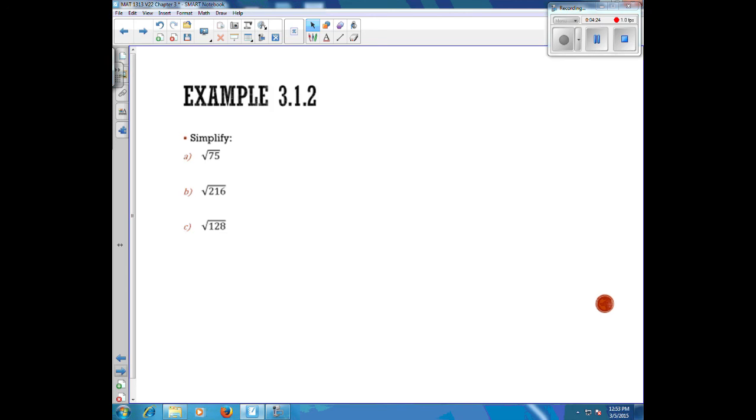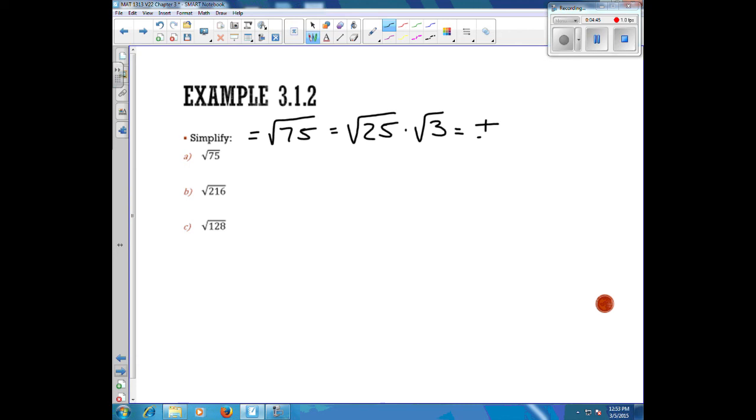So let's try some examples. The square root of 75. Well, the largest perfect square that will divide into 75 is 25. And so we can rewrite this as the square root of 25 times the square root of 3. And we know the square root of 25 is plus or minus 5. And then we just leave the square root of 3. So it's plus or minus 5 times the square root of 3.